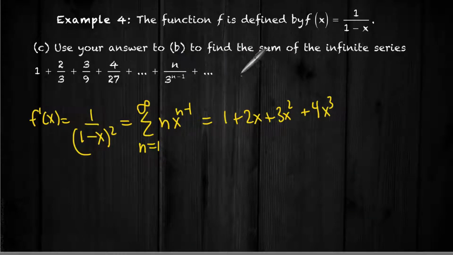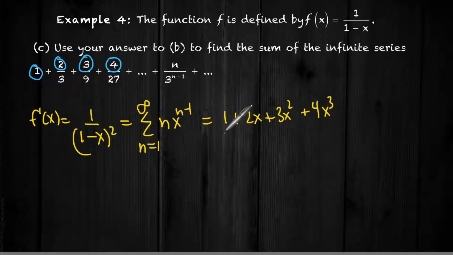Okay, now it says use your answer to part B to find the sum of the infinite series 1 plus 2/3 plus 3/9 plus 4/27 plus ... n over 3 to the n minus 1. Now this is where it gets a little tricky here. So notice here that if we look at what we're trying to sum up, we have a 1, we have a 2, we have a 3, we have a 4. We look at our f prime of x.